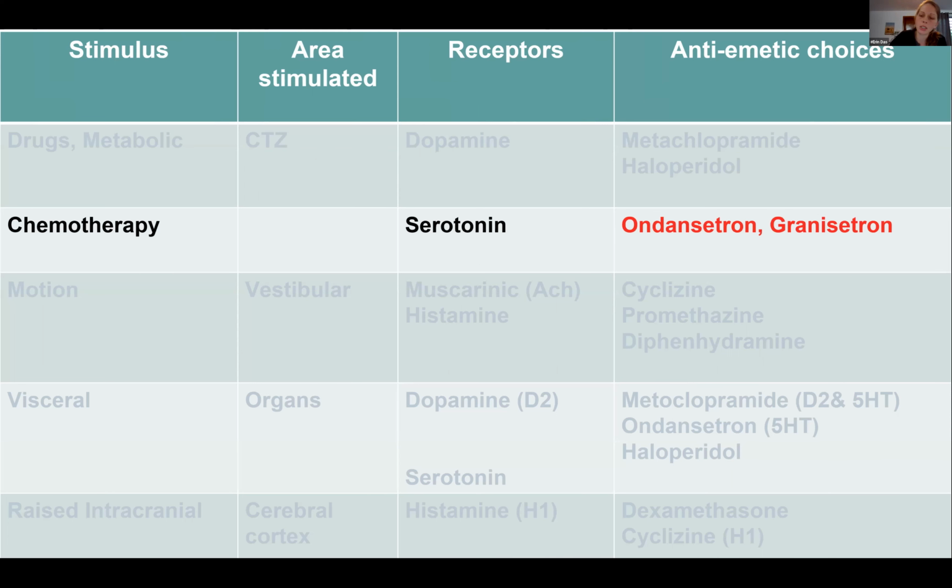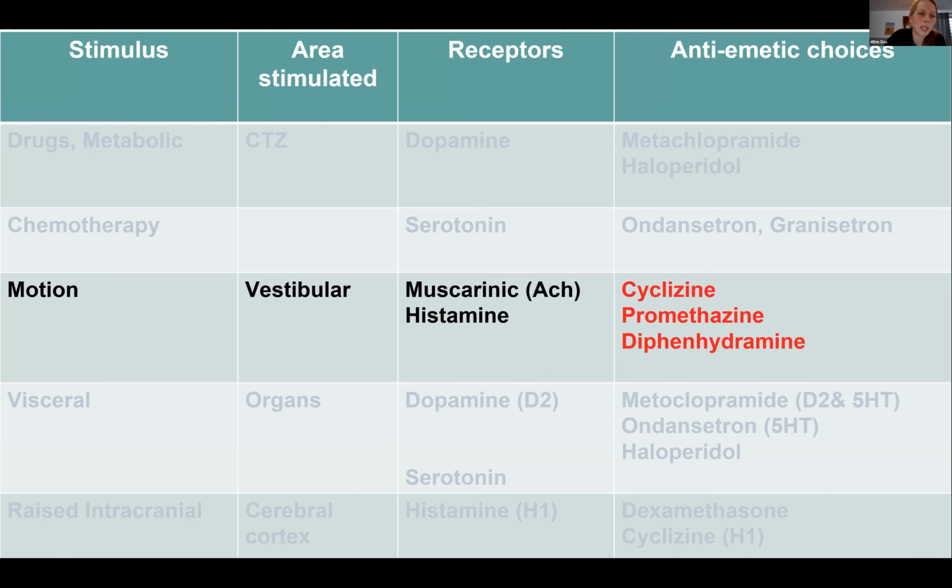For our advanced cancer patients, sometimes they're on chemotherapy. This chemotherapy can cause severe nausea and vomiting, and the receptor that is targeted for that is serotonin. So oftentimes we use ondansetron or granisetron if it's available in your region. Those are very good medications to use for patients that have chemotherapy-induced nausea and vomiting.